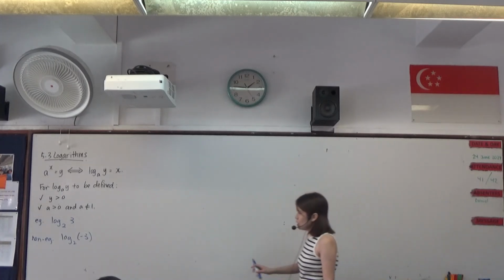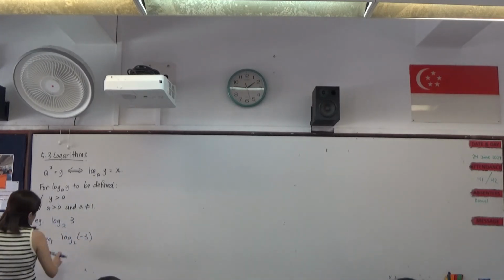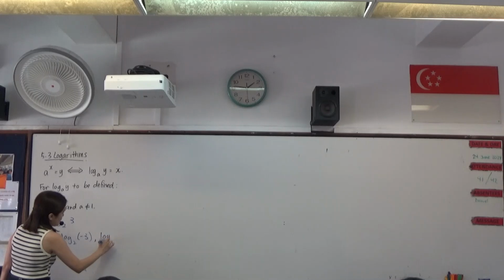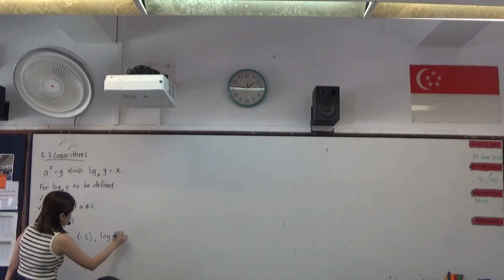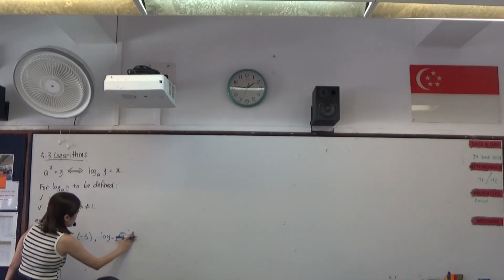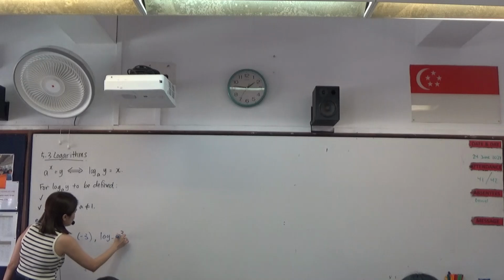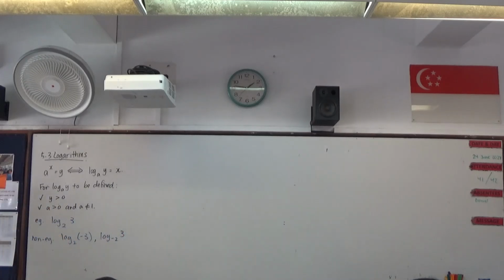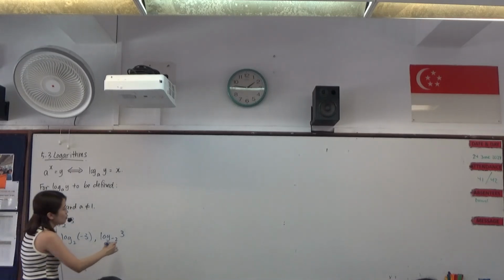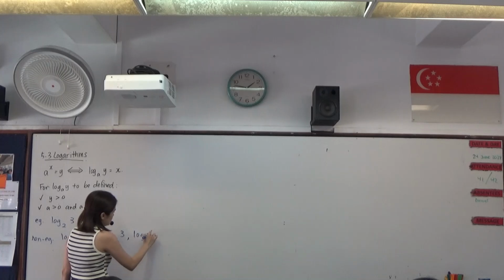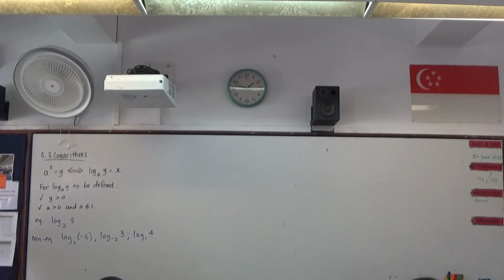So, this y cannot be negative. Likewise, the base also cannot be negative. So you cannot have log 3 base negative. These are not valid. And then also your base cannot be 1. So log 4 base 1 cannot be something that is defined.